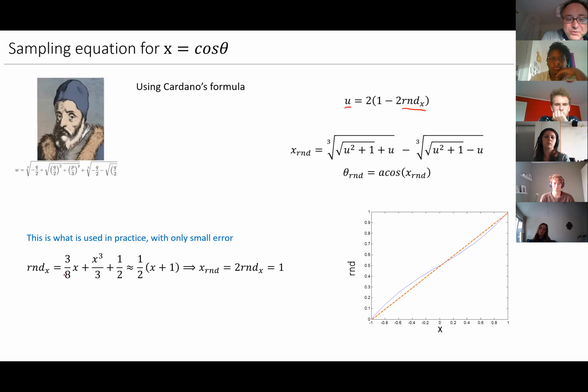So instead of the full 3 over 8 times x plus x to the third over 3 plus a half, they use this approximation. So this is approximated by a half times x plus 1, and if you do that, then it's easily invertible, of course. Then x, cosine theta, becomes 2 times the random number minus 1. And if you look at the graph with x and the random number on the axis, then you see that it does not make a huge mistake, or so it seems.